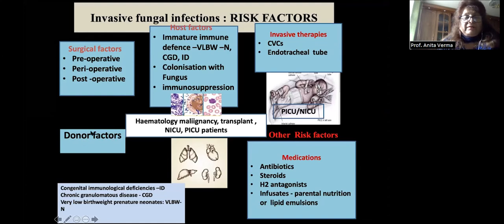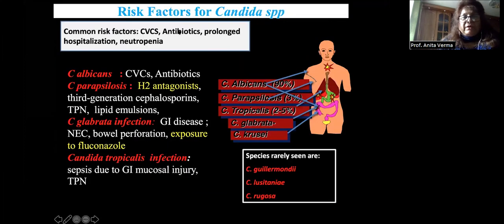Donor factors are becoming more important as well, especially cadaveric donors infected with fungus, who can transmit it to the transplant patient. The second most important aspect is the Candida species. Different species can have dominant risk factors. For example, Candida parapsilosis, which is common in neonates, is associated with H2 antagonists, and Candida glabrata is associated more with exposure to fluconazole and with bowel complications.